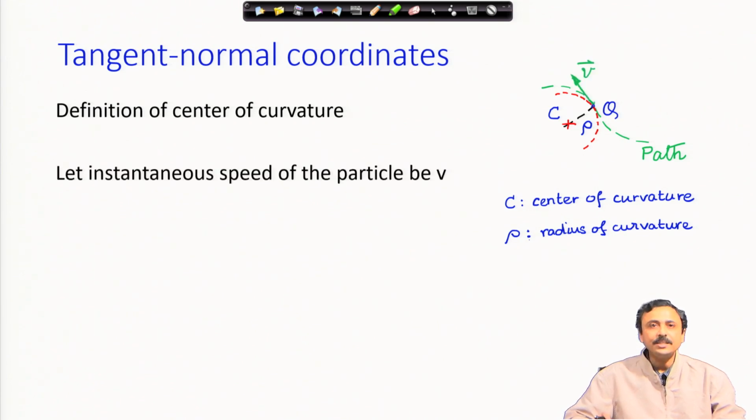Let the instantaneous speed of the particle, which is the magnitude of the velocity vector, be v. So, it is the magnitude of that velocity vector that is shown. The velocity vector is always tangent to the path as shown here, and the magnitude is v.